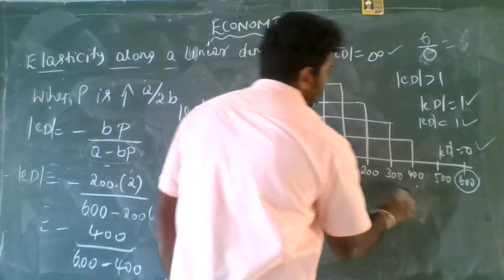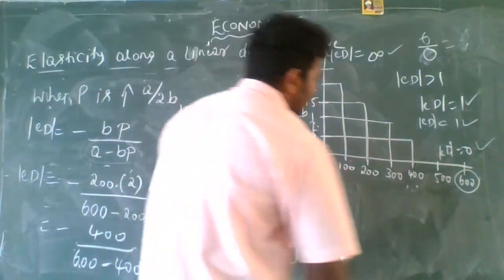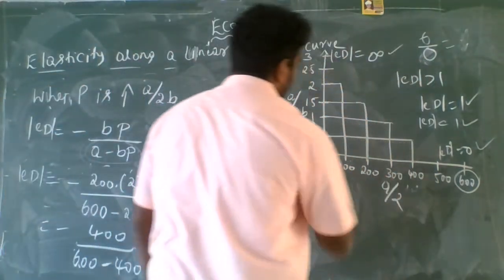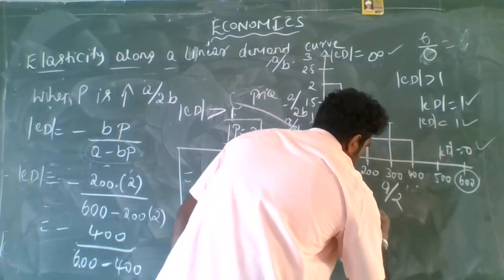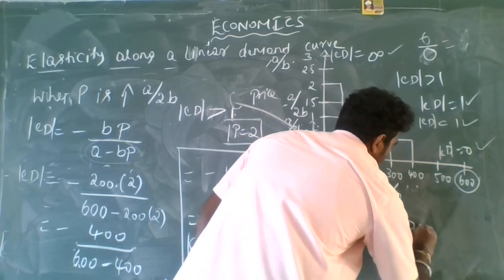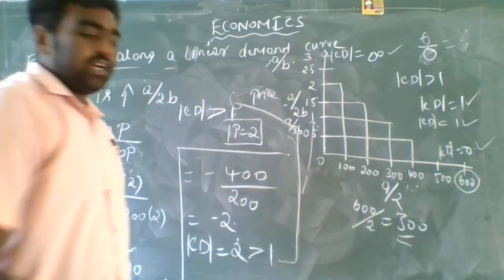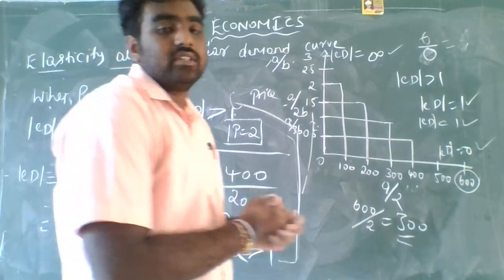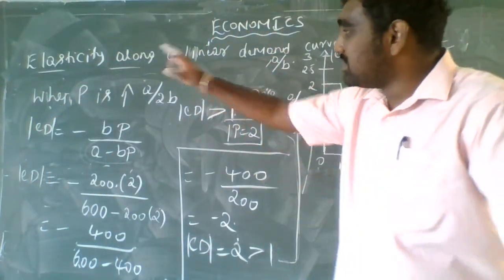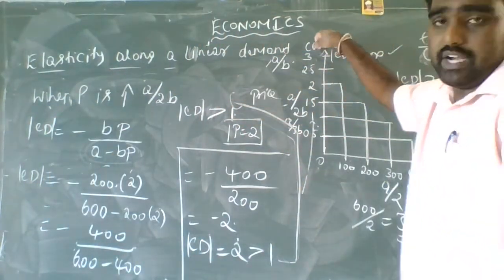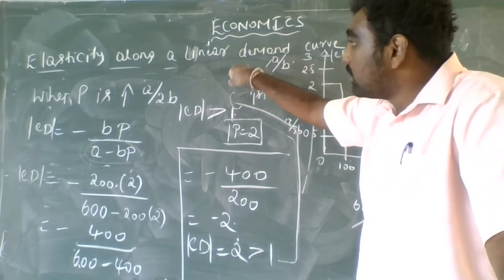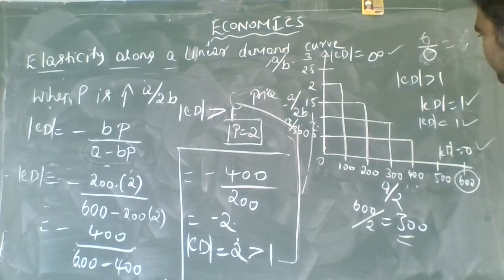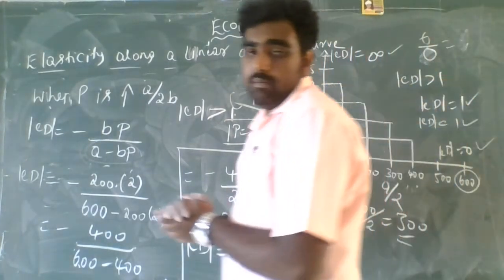Here, for 300, I can also write A divided by 2. At this point A divided by 2, which is nothing but 600 divided by 2, equals 300. Guys, this is all about the elasticity along a linear demand curve. How did we use the demand curve equation and determine the different points of elasticity along a linear demand curve?